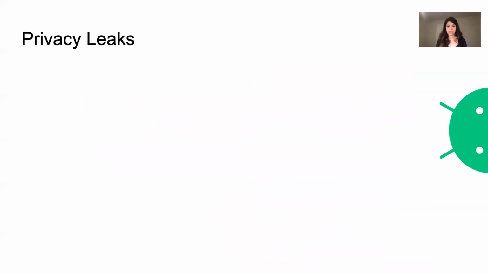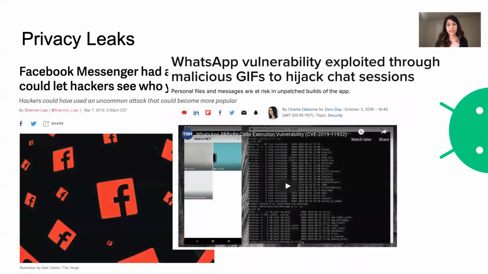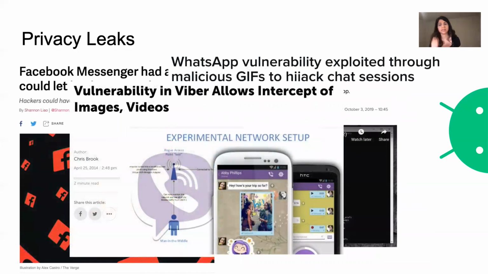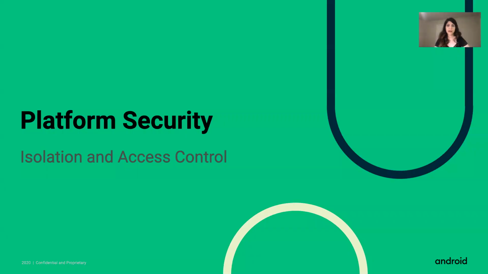Besides the security vulnerabilities, we have had in the past various different privacy leaks, and these are generally due to developer error, but regardless, the platform strives to minimize the chances of these happening by introducing several different security mechanisms. Let's now take a look at some of these mechanisms on the Android platform.